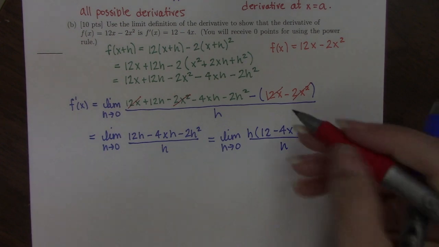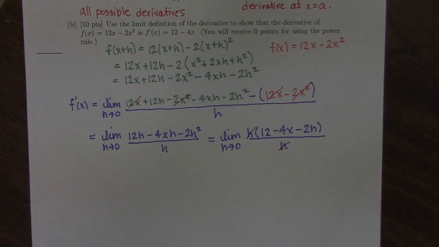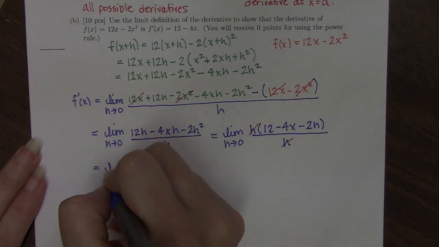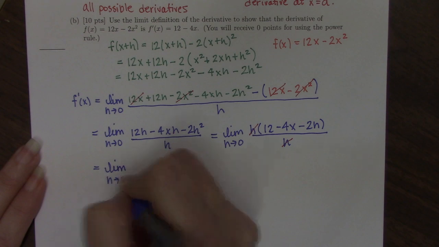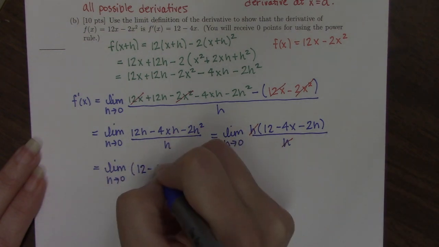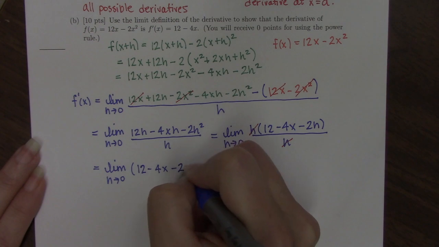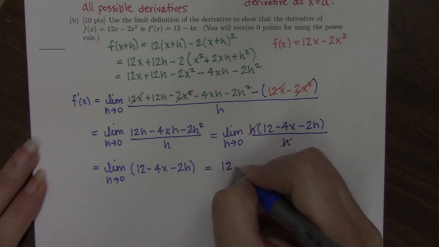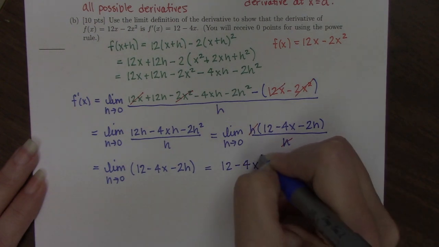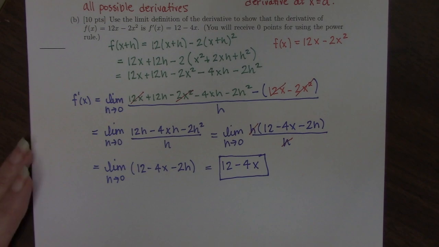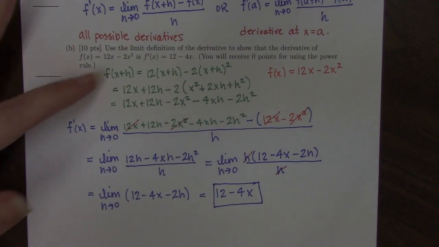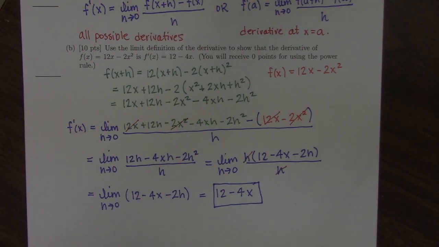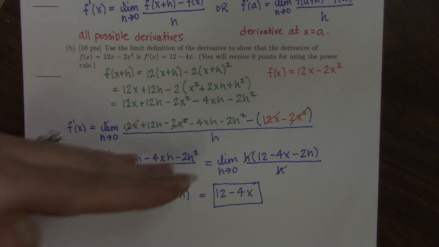So now I'm allowed to say the h in the denominator cancels the h in the numerator. Once that h in the denominator is gone, then you're ready to evaluate the limit of what's left. So this is 12 minus 4x minus 2h. This should be able to be done by direct substitution, and all you have left is 12 minus 4x, as desired. So I find this to be a really helpful tool to do as much of the algebra as I can up front, so that when I build the limit, I'm now just working with the limit steps.